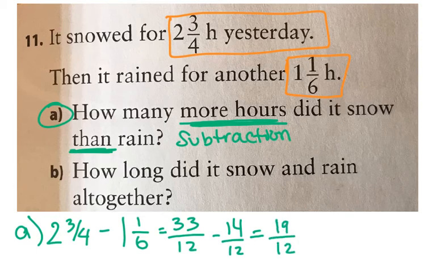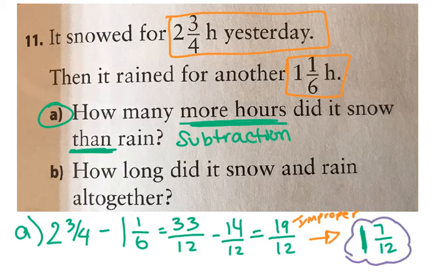Now, again, improper, don't leave it like this. Improper, change it. You need to change it. Okay, how many times does 12 go into 19? 1 for sure. 19 subtract 12 gives us 7/12. Do we need to simplify? No, we're done. Okay, that's just A. Now we got to do B.